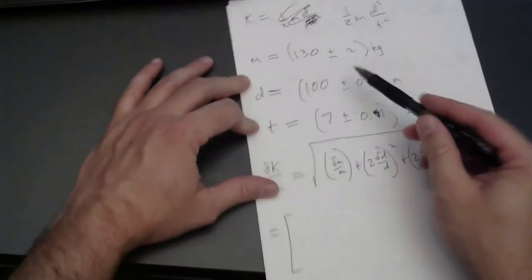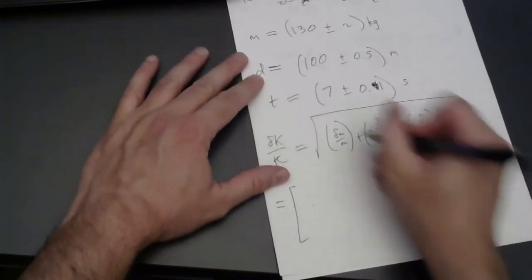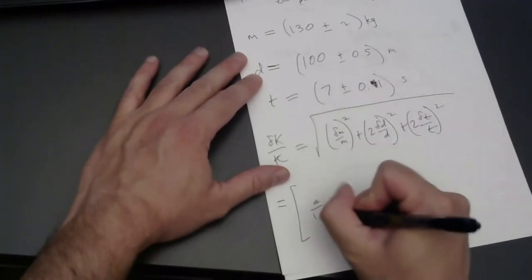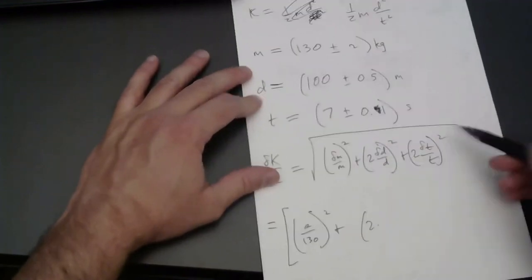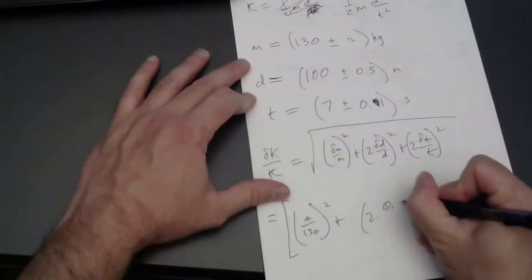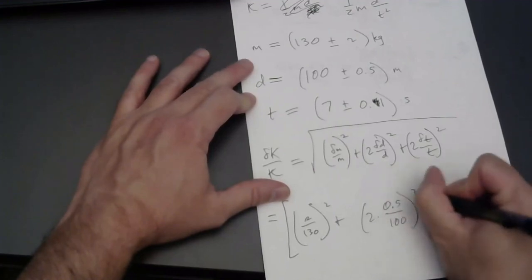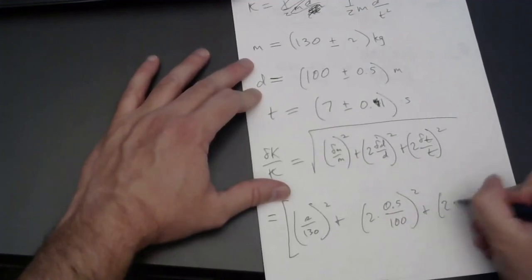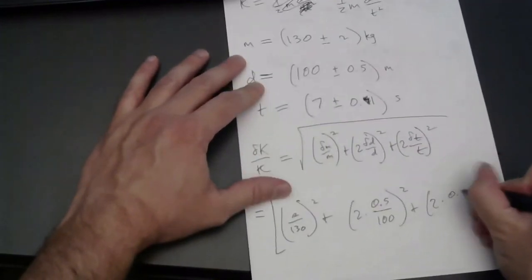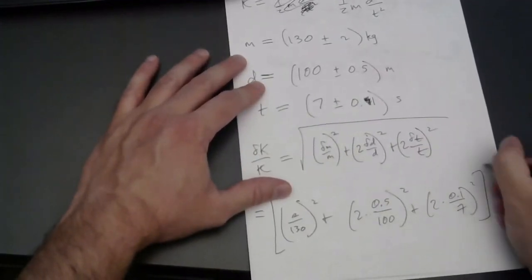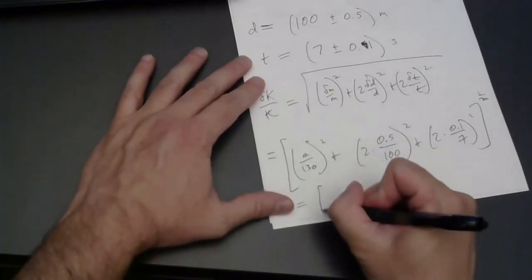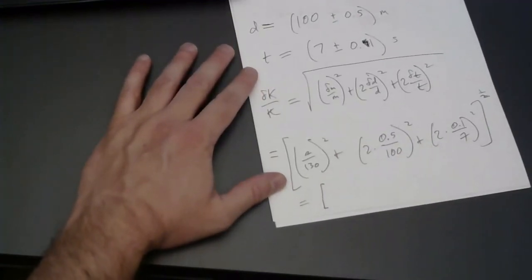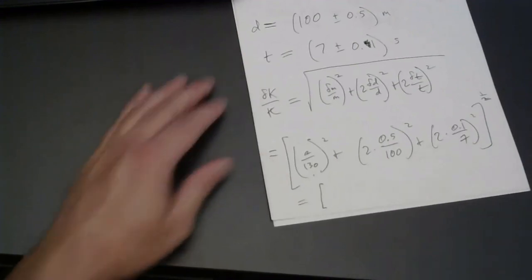So I'll go ahead and use the 1/2 power notation here for the square root. Delta M over M, we've got an uncertainty of 2. Oops, forgot to square this one. Uncertainty of 2 compared to 130, square that. And then we've got an uncertainty of 0.5 for the distance compared to 100, square all that. 2 times an uncertainty of 0.1 compared to 7, square all that, and then we raise to the 1/2 power, take the square root. So before I plug everything in, again, it's nice to see how each of these compares.